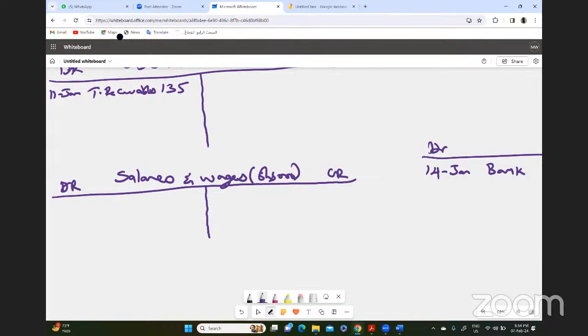So salaries, we are debiting salaries with bank. Okay, we have cash first, not so? Our cash of 500, and then we are also having bank, isn't it? We are having bank of 1.2. All of them were on 25th Jan.